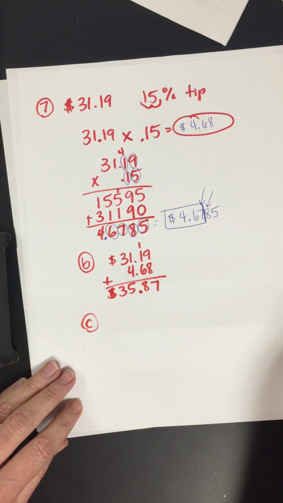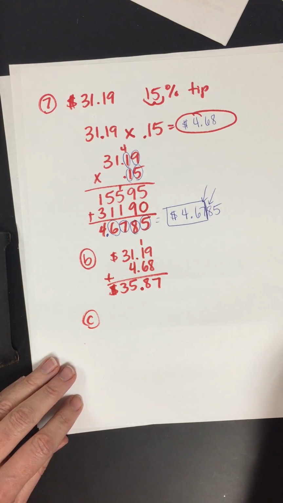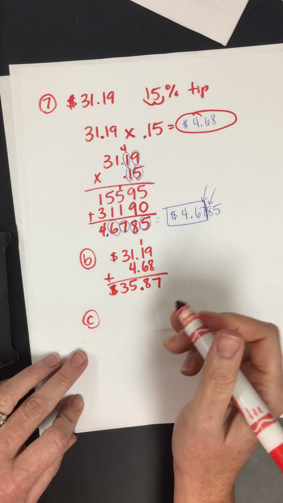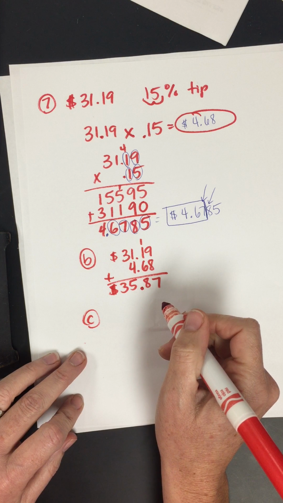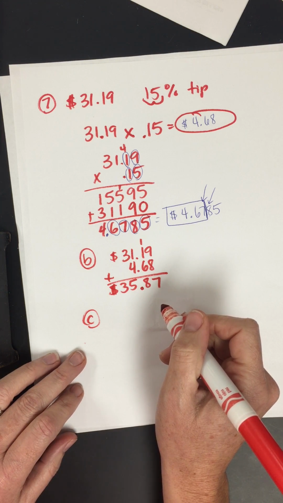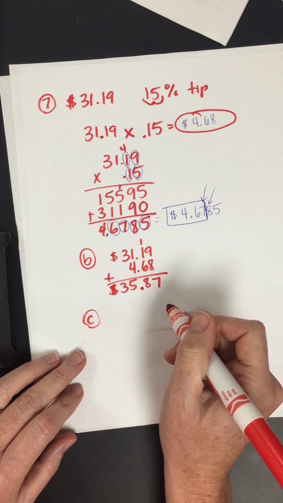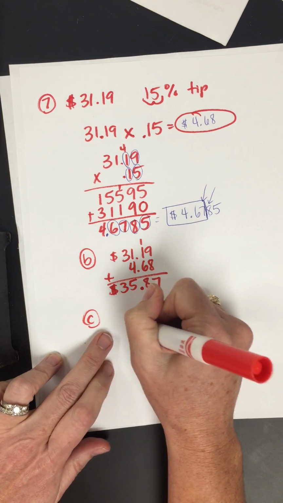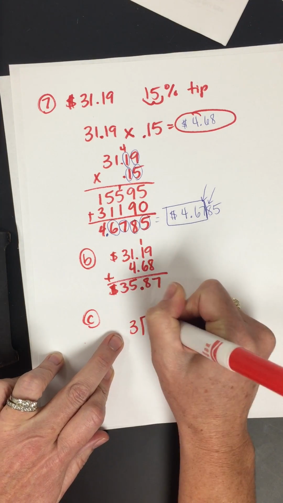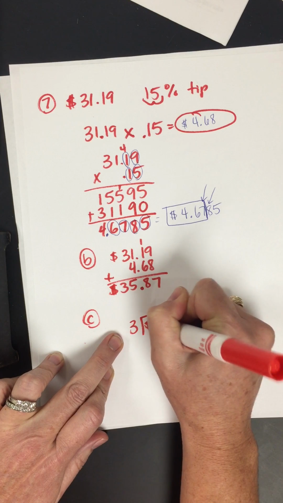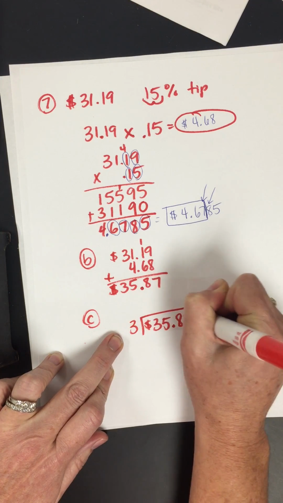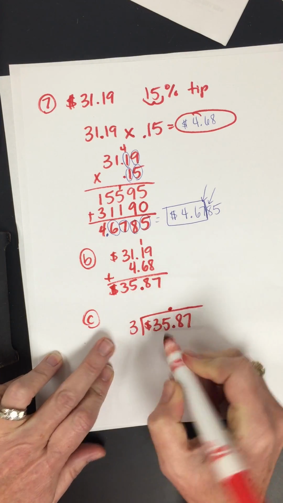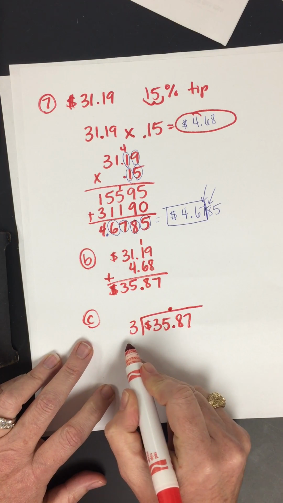C, how much should each person chip in? Well, we have to remember how many people are actually chipping in. We have 2 friends and I went shopping. So that means we have a total of 3 friends. So we need to take the price and put it in the house and divide it by how many people.